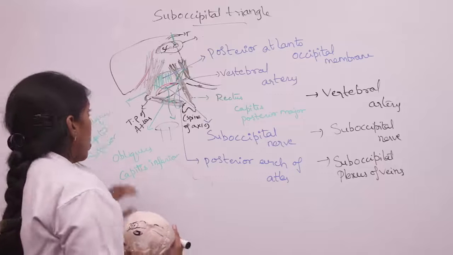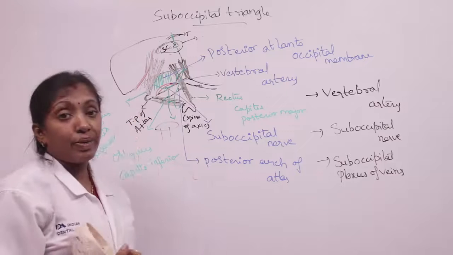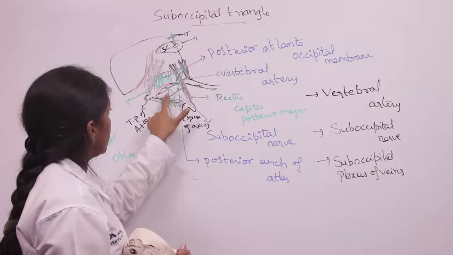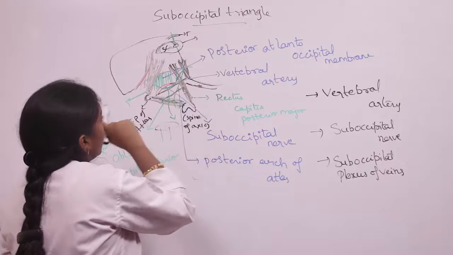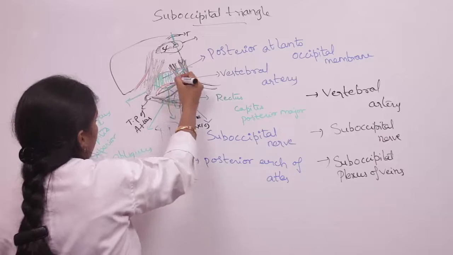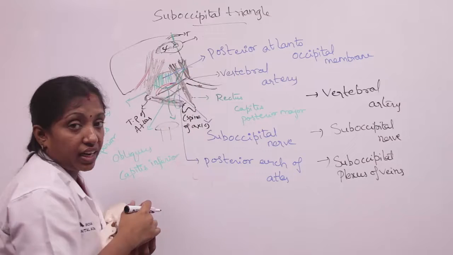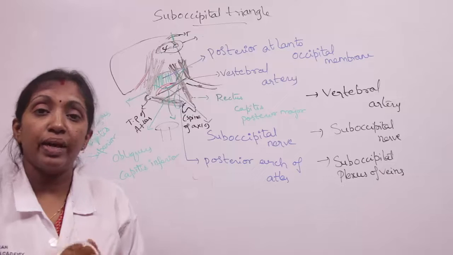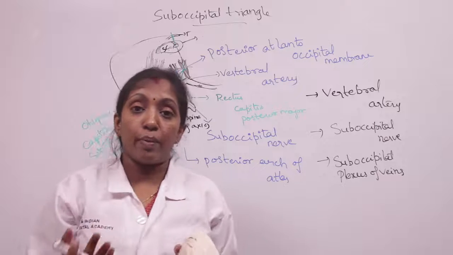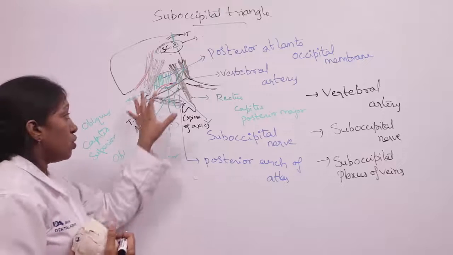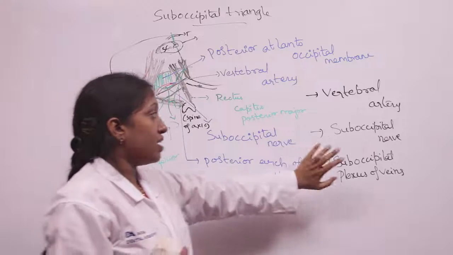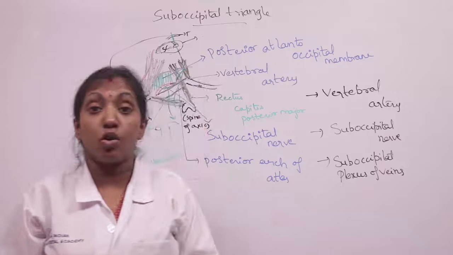Okay, and coming to the floor, it is formed by the posterior arch of atlas. Here is the posterior arch of atlas, and the posterior atlanto-occipital membrane, which I have represented with green color. The posterior atlanto-occipital membrane arises from the posterior part of the foramen magnum to the posterior arch of atlas. So that forms the floor. Coming to the contents, we have vertebral artery, suboccipital nerve, and suboccipital plexus of veins.